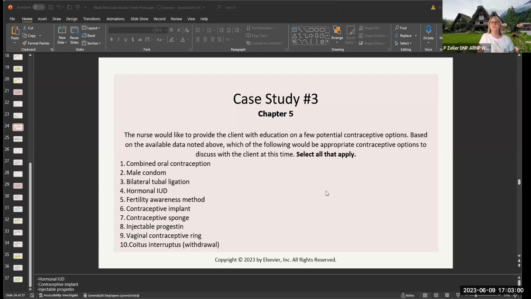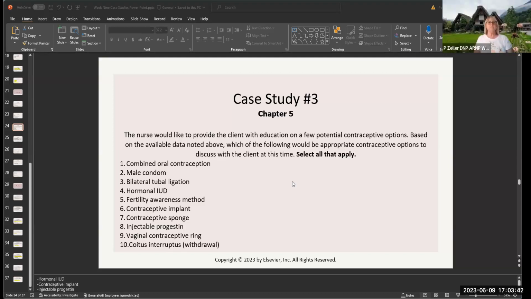So, which ones do we think we want to talk to her about? Combined oral contraceptive. You know what that is? You might not know what that is. Does anybody know what is meant by a combined? Is it just like multiple contraceptives? It's an oral, it's a pill form, okay, and it's combined. In other words, it has estrogen and progesterone in it.